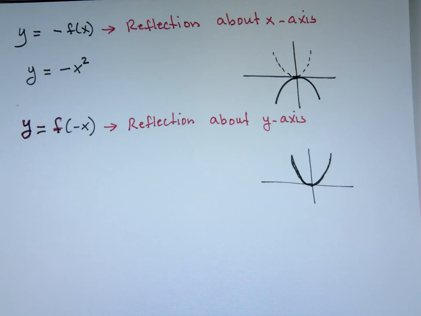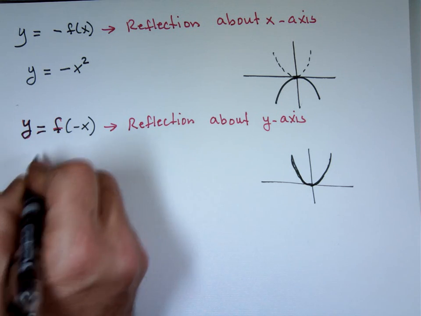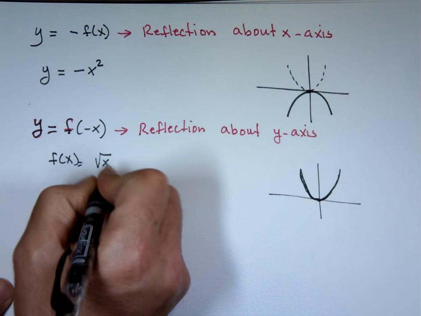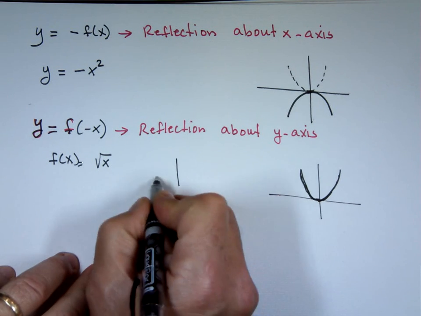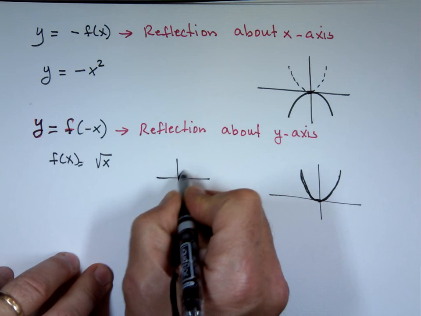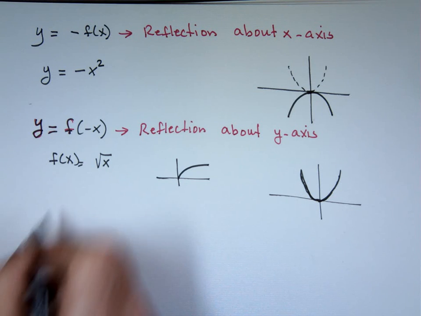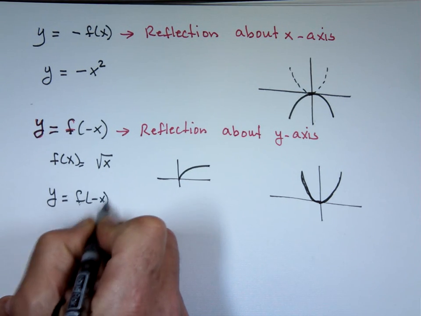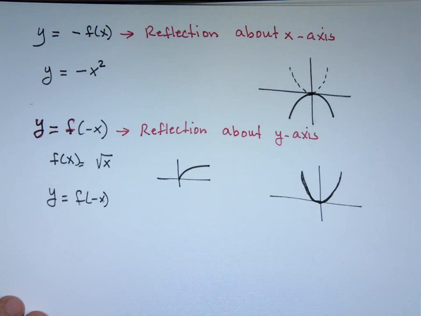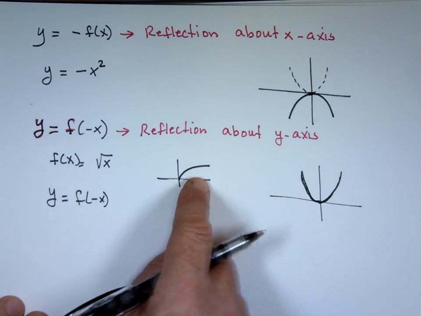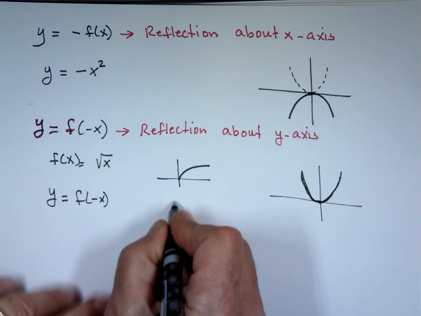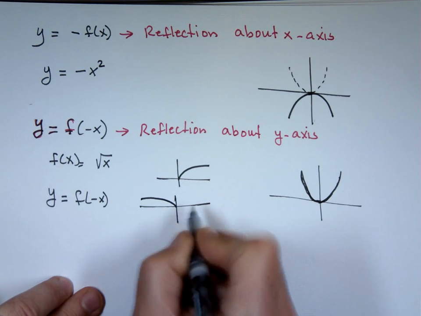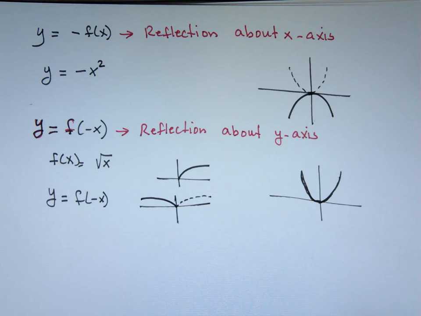But if I picked a different one, let's try a different one, f of x equals the square root of x. We know what the graph looks like, this. What is y equals f of negative x looks like? That's reflection about what? The y-axis. You flip that about the y-axis, what is the graph going to look like? It's going to look like this, because the original one looks like this. Flip it over the y-axis will be that way.